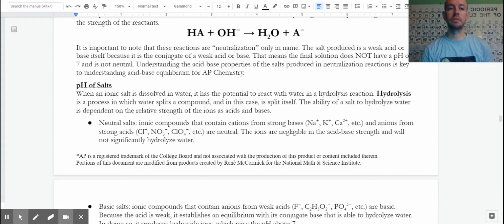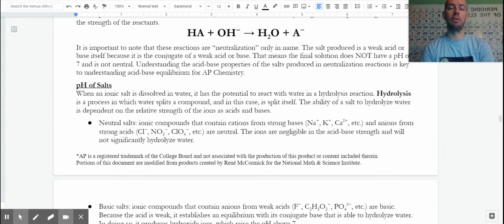Some salts, remember, ionic compounds, are neutral. These are salts that are made out of cations and anions that don't have the ability to react with water, specifically to hydrolyze water or to change the pH of water. And they don't have the ability to do that because those ions themselves are not very strong, or are negligible in their strength as acids or bases.